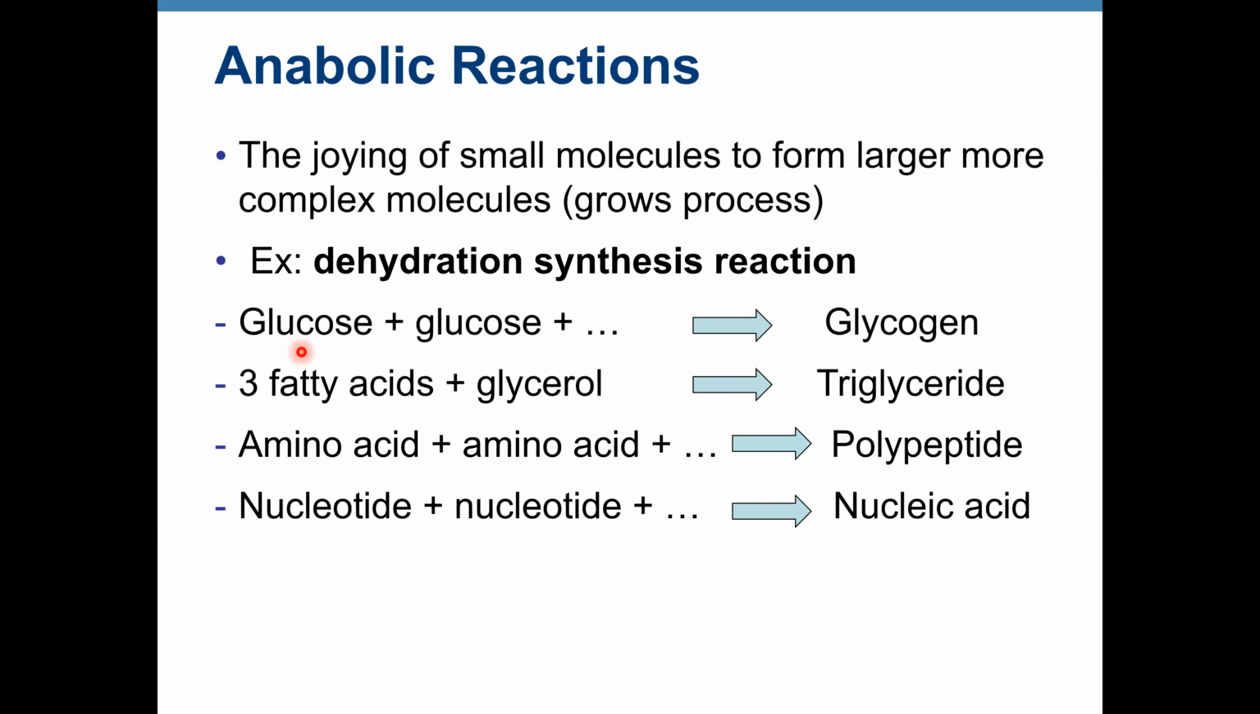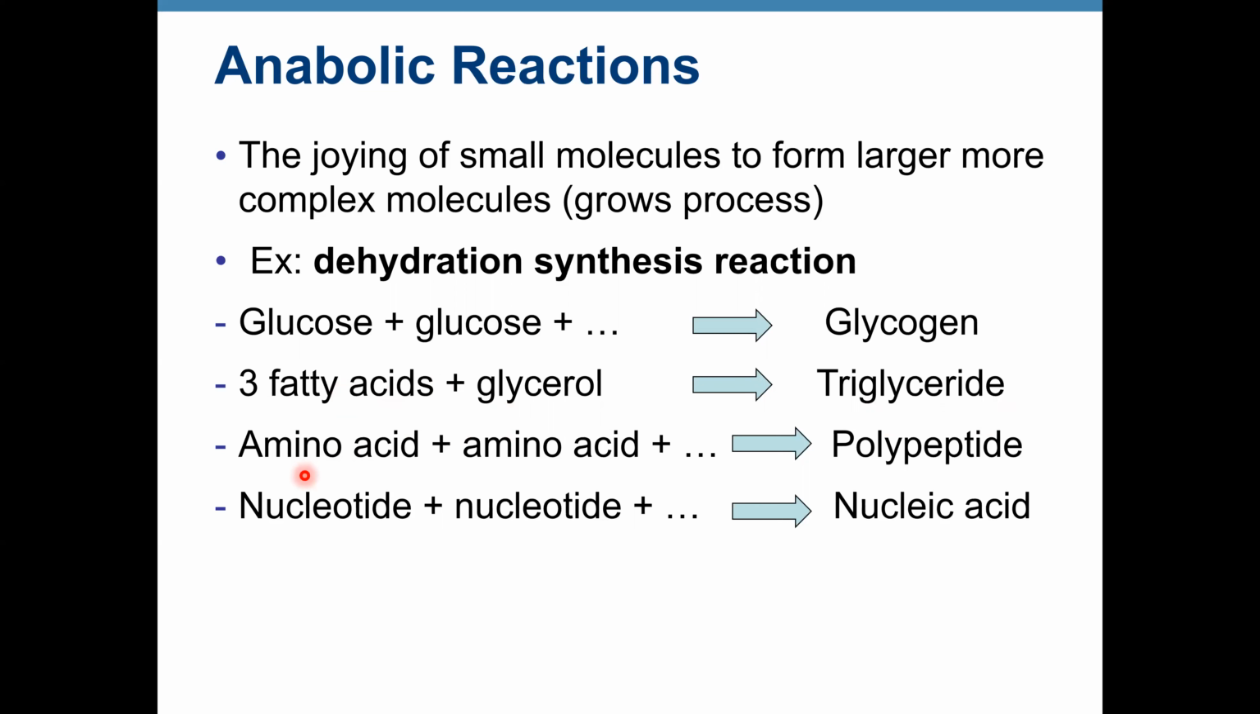So what would be an example? Glucose plus glucose would give you glycogen. So the cells of your muscles or your liver cells store glucose in the form of glycogen. To do it, they need to form a chemical bond between two molecules of glucose, and that's dehydration synthesis reaction. Or your adipose tissue, your adipocytes, can attach 3 fatty acids to a glycerol molecule to make a fat. So this is a simple fat called triglyceride.